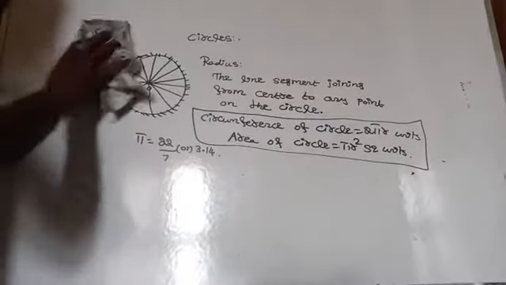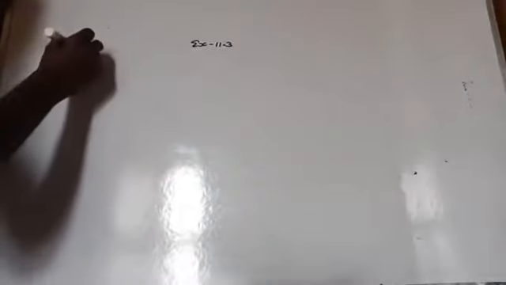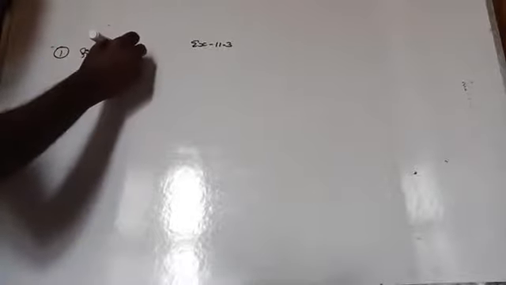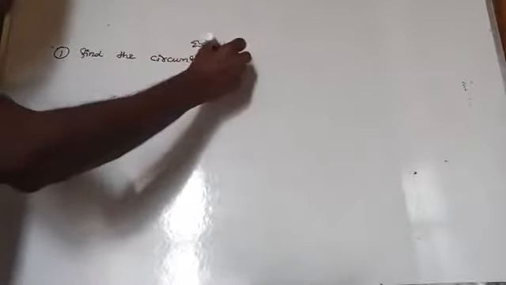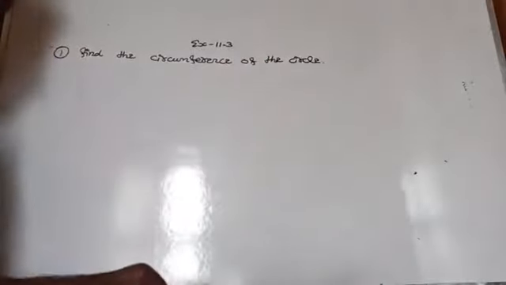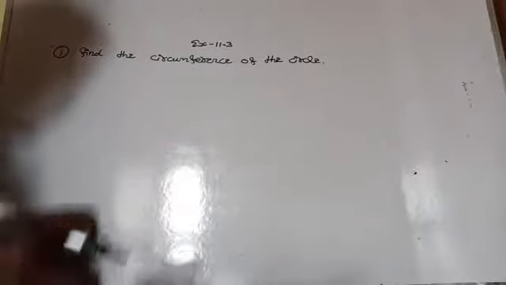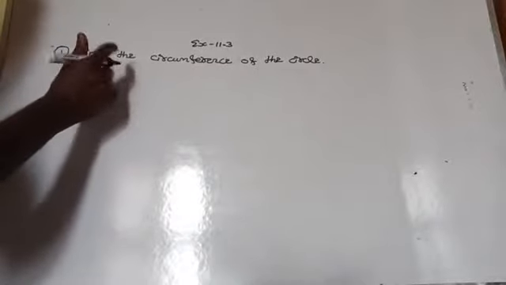Now shall we move to the exercise? Look at the exercise 11.3. You have to find the circumference of the circle. Look at the first question. Find the circumference of the circle whose radius is given. What is the radius? 14 centimeter.